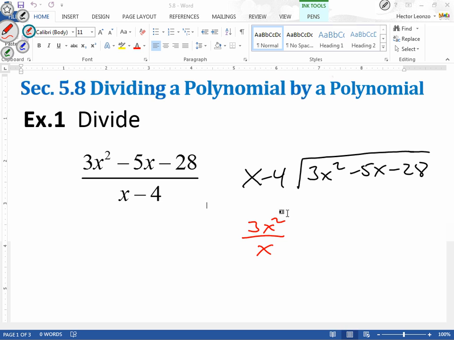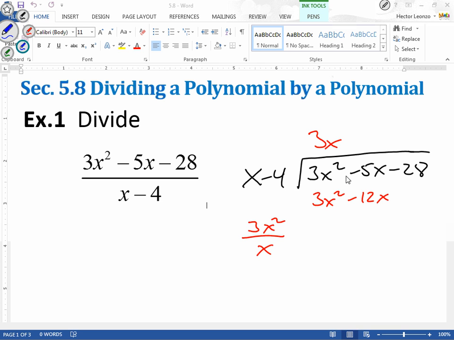3x squared divided by x, we get 3x. We learned that we have to subtract the exponents, so I get 3x. Now multiply the 3x to the terms on the outside. So 3x times x, I'm going to get 3x squared. 3x times a negative 4, I'm going to get negative 12x.